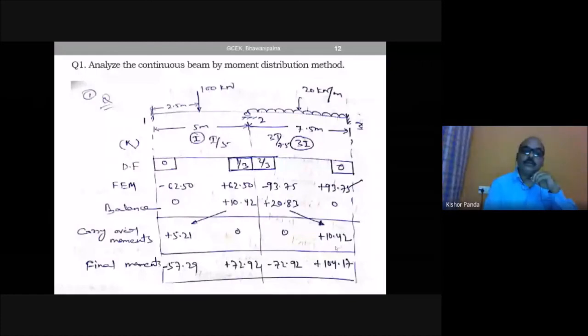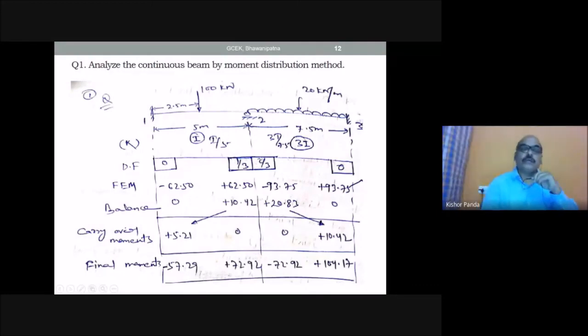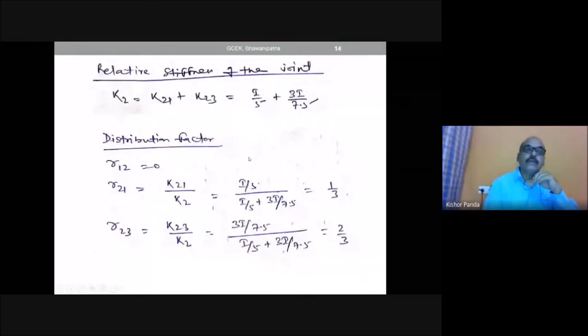You have to always check that this should be 0. Also you have to check that the sum of the distribution factors at each joint is equal to 1, because at joint 2 this is the distribution factor for this member, and for this member this is the distribution factor. So you have to always check that the sum of the distribution factors at joint 2 is equal to 1. So this is the final moment.